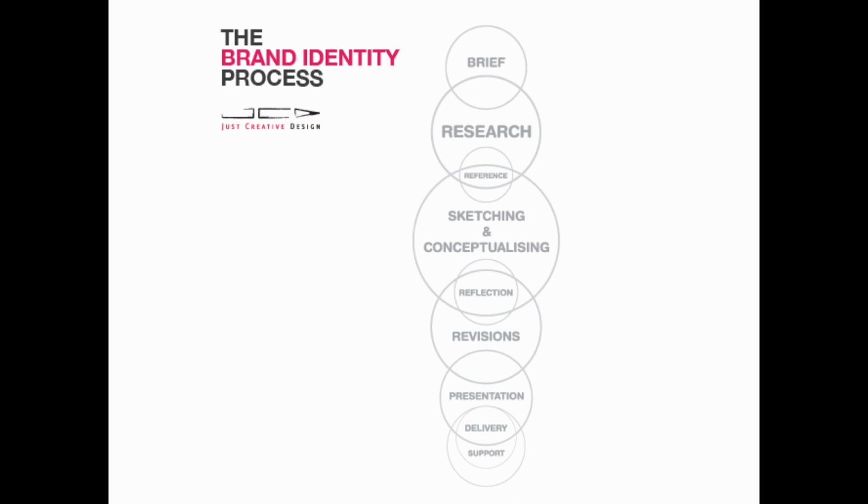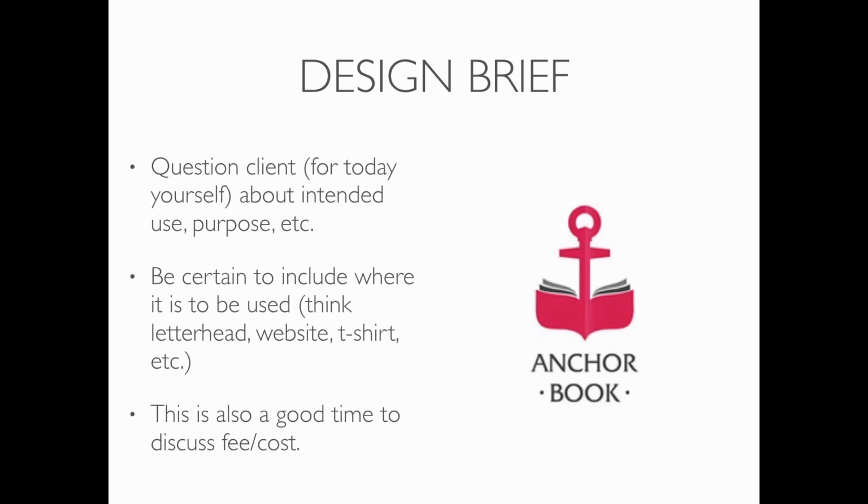I like this one. This was by a company called Just Creative Design, that they use the kind of Venn diagram thing where we have the overlapping circles to approximate how much time is spent in the various pieces. If you look first at the brief and the research, those are pretty small. Reference is very small. It shouldn't take too much time. Then we have the big circle about sketching and conceptualization. Thinking through that design, what should it look like? What are my ideas? How do we get those ideas out? Then we reflect for a small amount of time. Then we go back and have a lot of time doing revisions. So we're working our way through. Finally, we get to the presentation, the delivery, and then they have support in here. That would be future changes, little adjustments, etc.